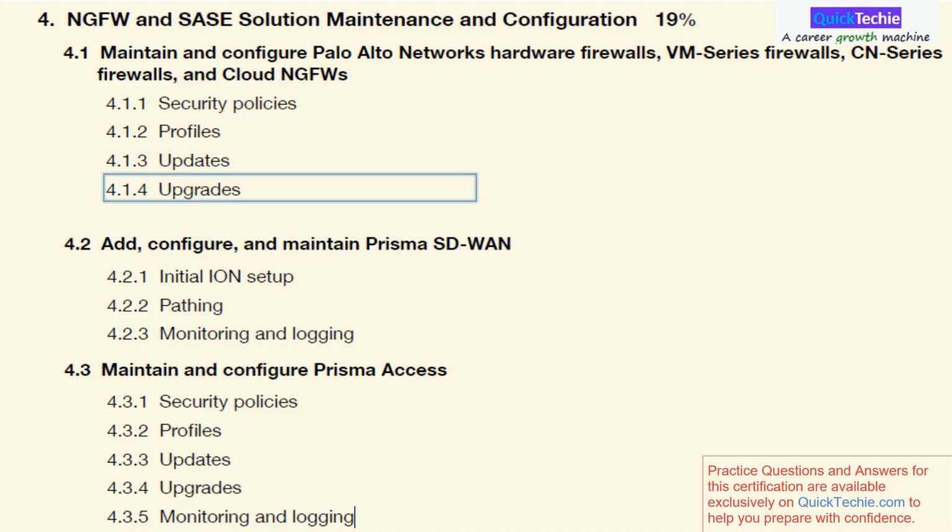4.1.4 Upgrades. Upgrading PAN-OS is essential for new features, bug fixes, and improved security. Steps: back up the configuration, download the new PAN-OS version, install and reboot. Scenario: your VM-Series firewall is running version 10.0. The latest version is 11.1, which includes new decryption capabilities. You plan the upgrade during non-peak hours, test it in a staging environment, and then deploy it to production.